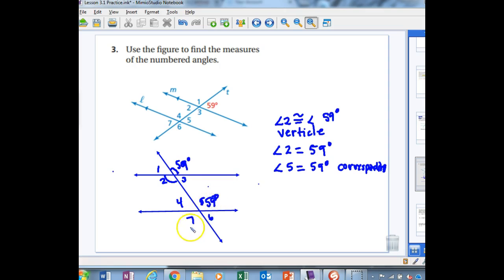Now, we said angle 2 is also 59 degrees, so I'm going to go ahead and mark it 59, 59, 59. So what is going to be congruent to angle 2? Angle 2 is going to be congruent to which angle? Corresponding. What other angle is it going to be corresponding? Look at your notes.